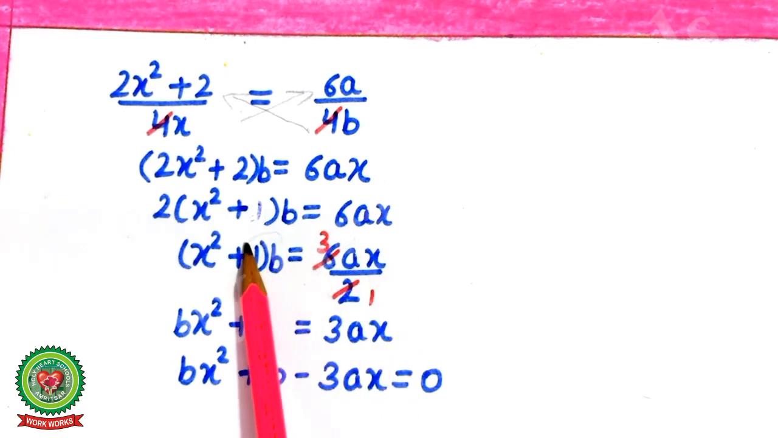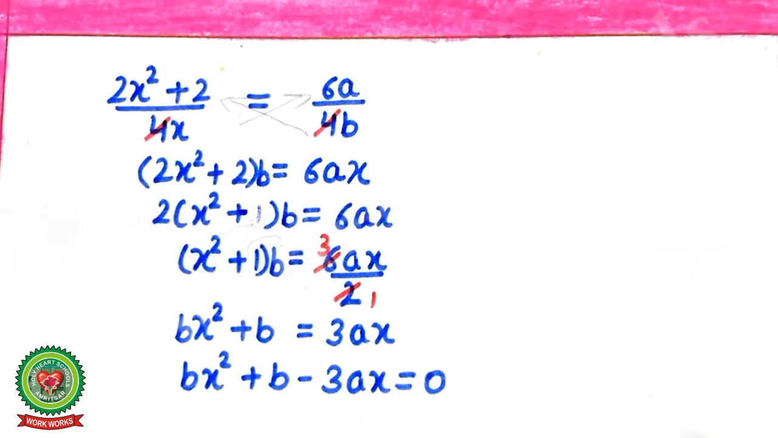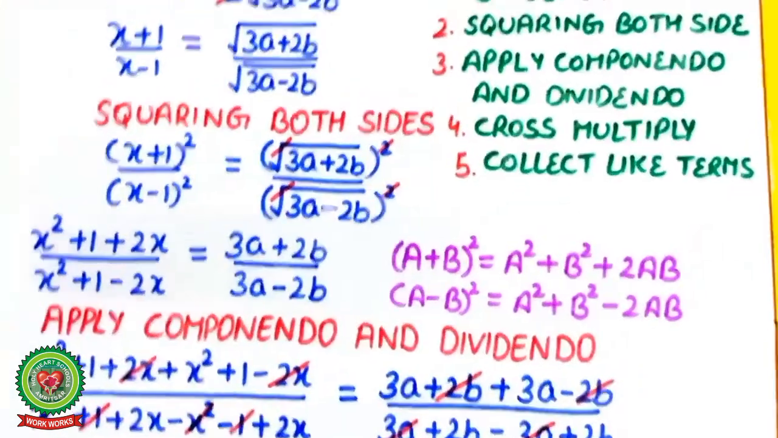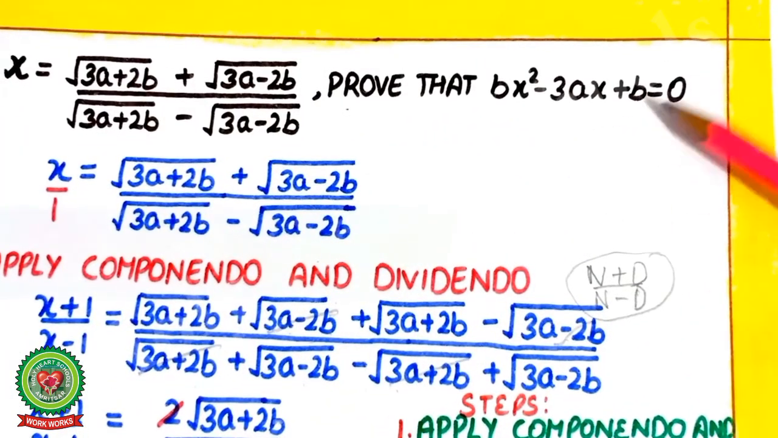Now after multiplying with b, value is bx square plus b equals to 3ax. Now we have to collect all the values. So final answer is bx square plus b minus 3ax equals to 0. This is the value, which value we have to prove according to the question.